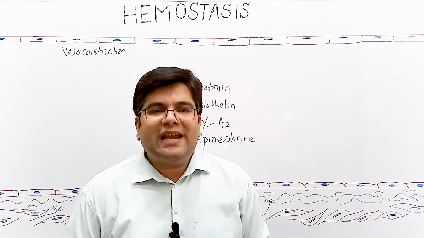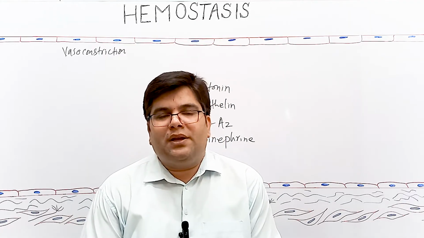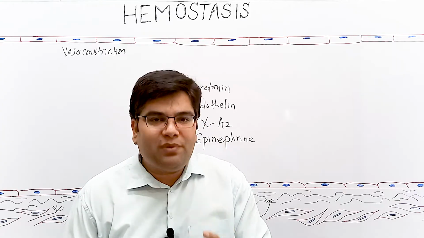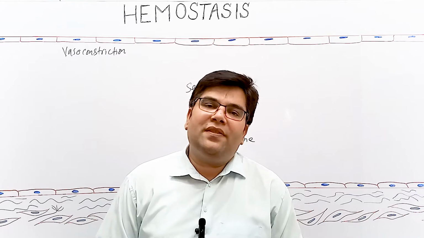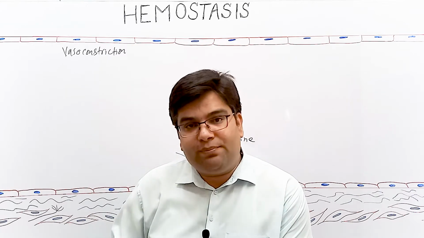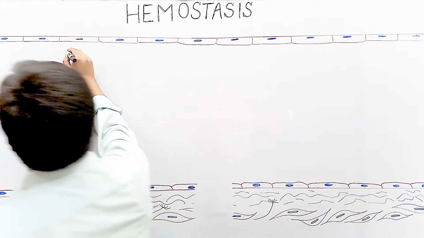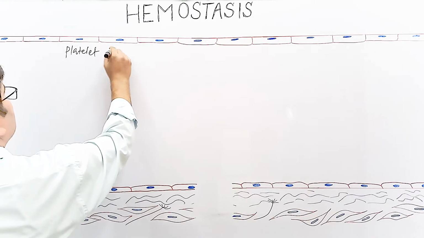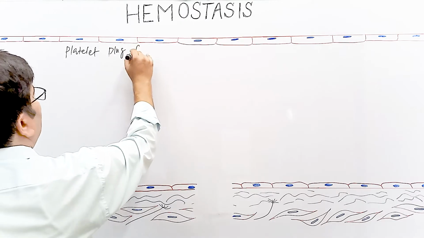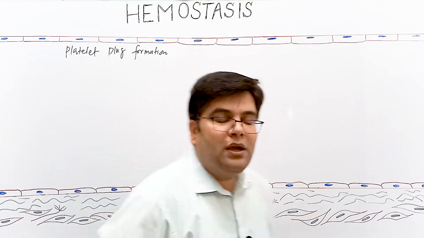We need the second step, which is platelet plug formation, to completely stop the bleeding. However, the second step, platelet plug formation, is a weak plug. It should be strengthened by blood coagulation, which is the third step. Now let's talk about the second step of hemostasis, which is platelet plug formation. The first step was vasoconstriction. The second step is platelet plug formation. This platelet plug formation is also called primary hemostasis.